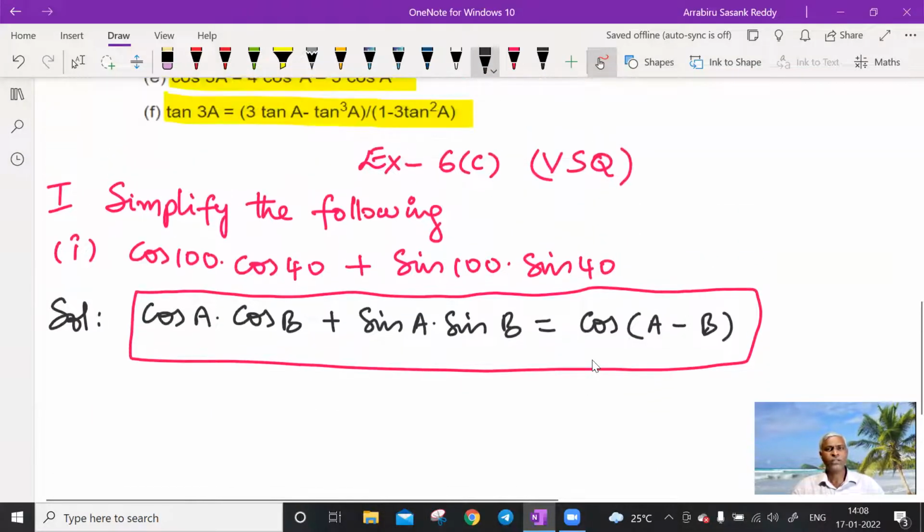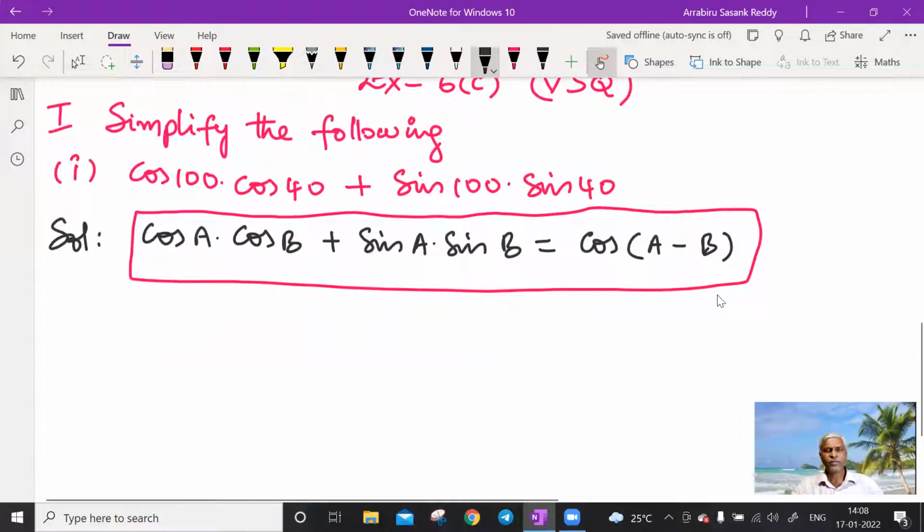Now let us solve some problems from exercise 6C, Roman number one. Simplify the following. All the questions are very short answer type questions, that is 2 marks in your public exam. So look at this. Simplify the following. First bit of the first question: cos 100 degrees into cos 40 degrees plus sin 100 degrees into sin 40 degrees.